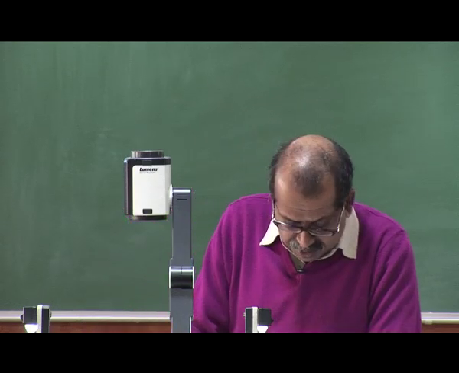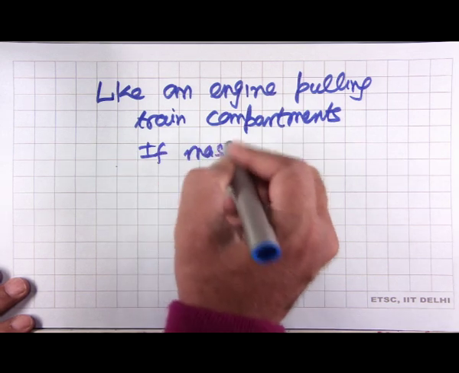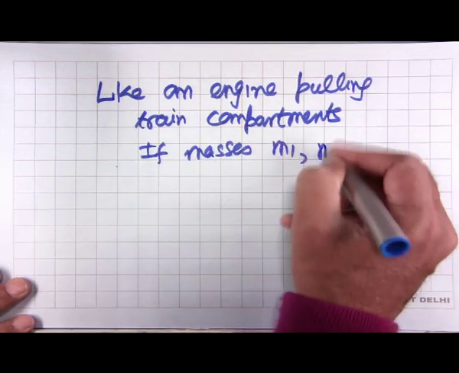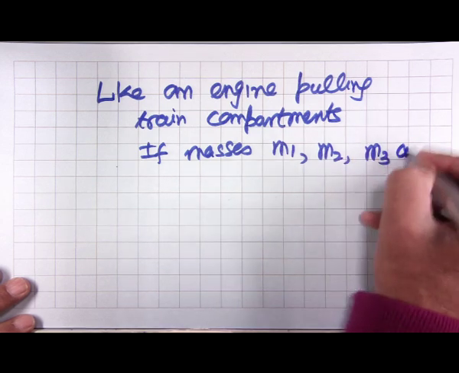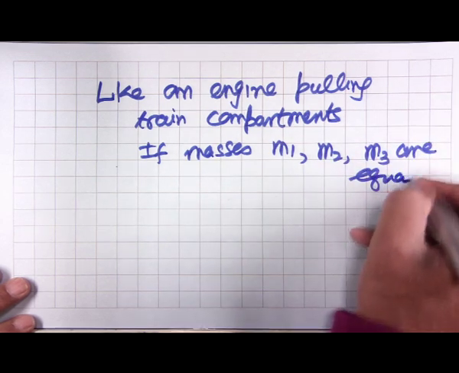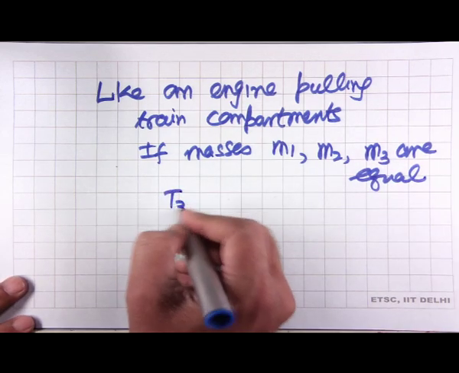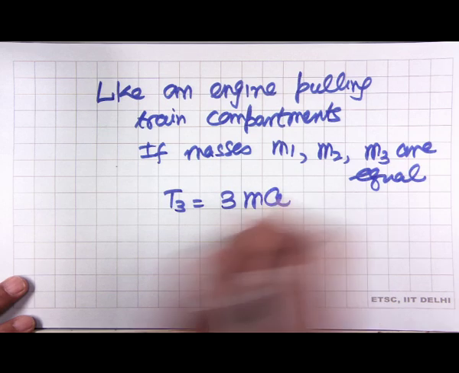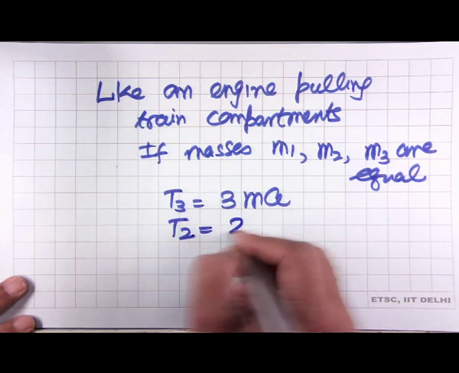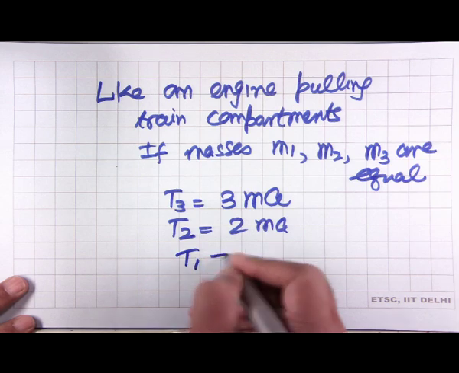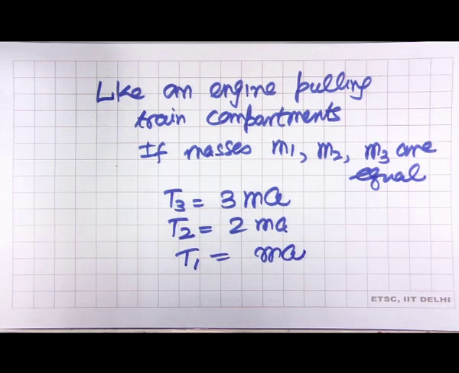And what we will realize is, if masses m1, m2 and m3 are equal, then you will be able to show T3 will be equal to 3 times ma, T2 will be equal to 2 times ma, and T1 will be equal to m times a. So this is how one can work out the force between compartments in a train.